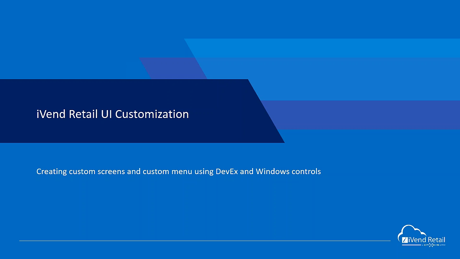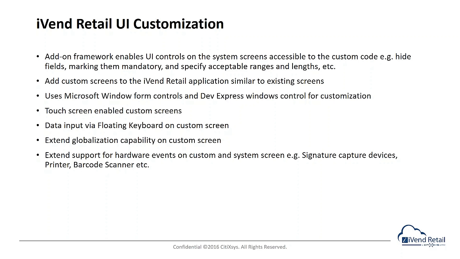So the next topic, which we have seen already to an extent, but let's go through it: how do we customize the iVend Retail GUI. Creating custom screens and custom menus using DevX and Windows control. So it's possible to use DevX or Windows controls both to customize the screens or create a new custom screen altogether in management console or in POS using the add-on framework.